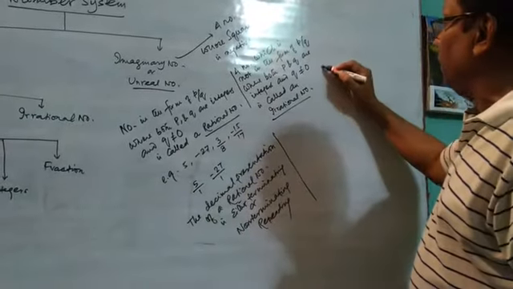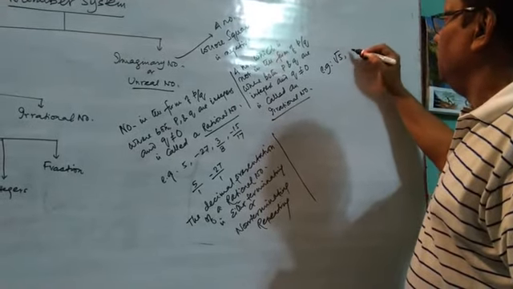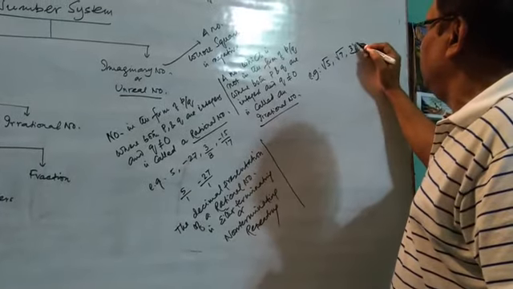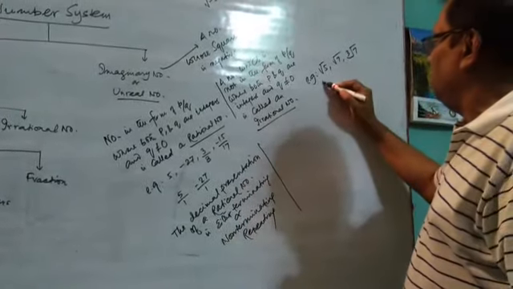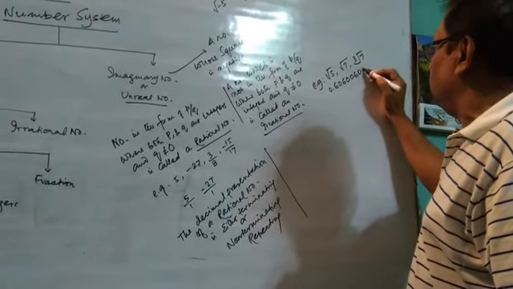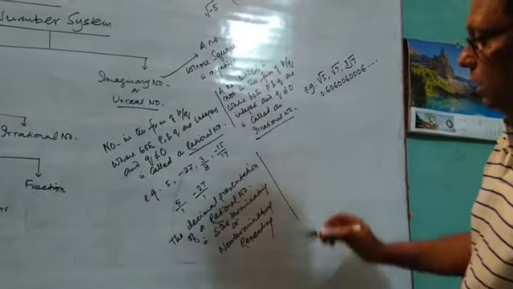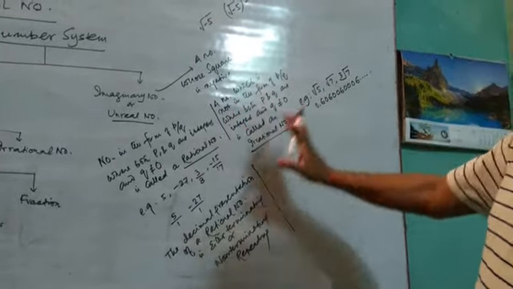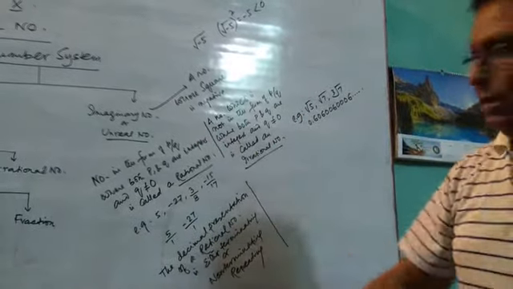Let me give the examples of irrational numbers first. Examples of irrational numbers: say root 5, root 7, third root of 7, 0.6060060006 dot dot dot. So the number which is not in the form of p by q, where both p and q are integers and q not equal to 0, is called an irrational number.